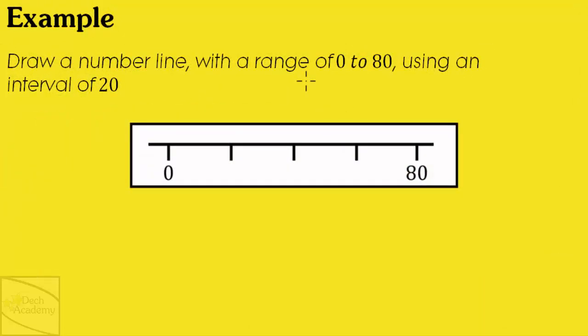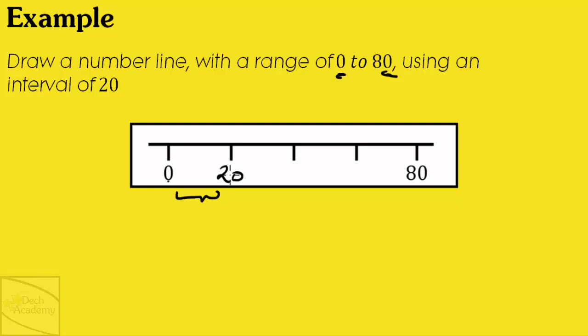Here's another example question. This one says, draw a number line with a range of 0 to 80 using an interval of 20. And I've taken the first step. So I have a number line whose smallest number is 0 and whose largest number is 80. That gives me a range of 0 to 80. For an interval of 20, I know that to get the next number after 0, I have to add 20. Because if I take the smaller number from the bigger number, I get 20. 20 minus 0 is 20.